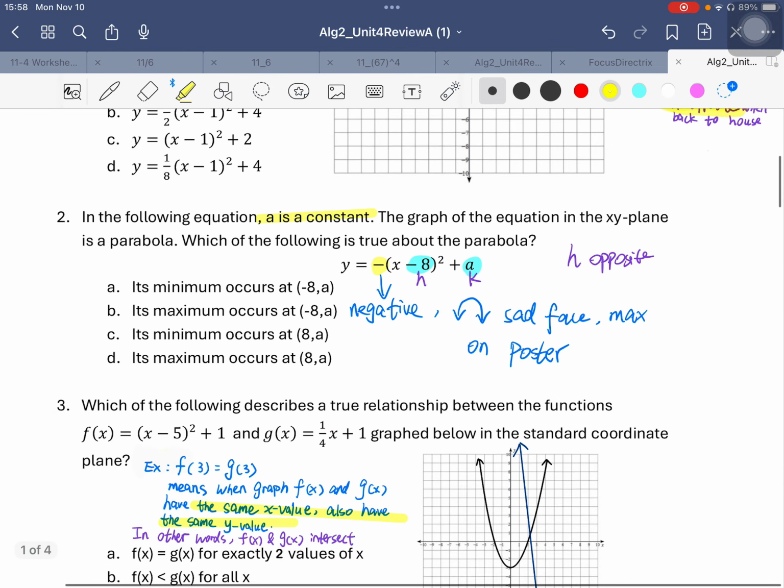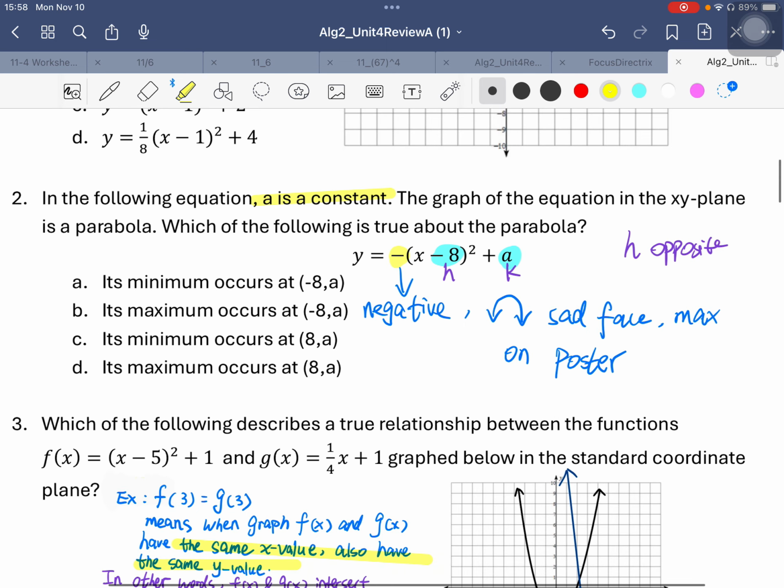Question 2. In the following equation, a is a constant. So this is a constant number. Usually we say this is k, because this is a vertex form. From the vertex form, it gives me the h, k. And h is always opposite.